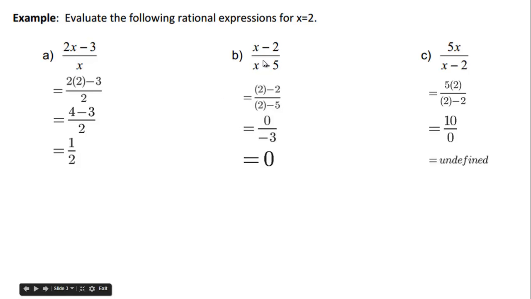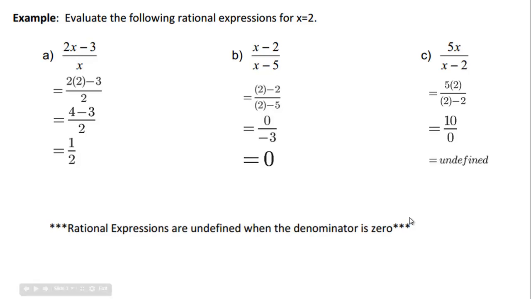If you ask yourself what x could not equal for b, you can see that if x equaled 5, that would be a problem. And for a, if x equaled 0, that would be a problem. But certainly x can equal 2 for these two. But x cannot equal 0 here, and x could not equal 5 here. That'll be the next example.